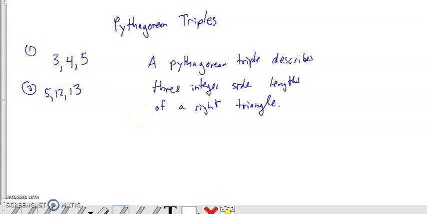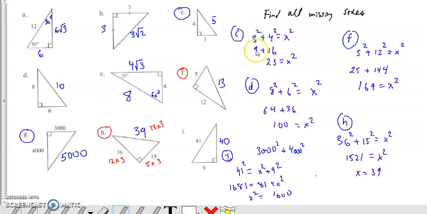And so sometimes if we already know that 3, 4, 5 go together, right, then I don't have to worry about using my Pythagorean theorem to try to figure out what the missing side length is, right? So it is important to kind of memorize the basics, so 3, 4, 5, 5, 12, and 13.